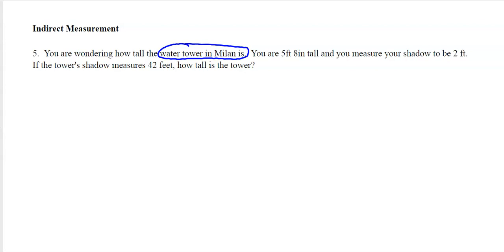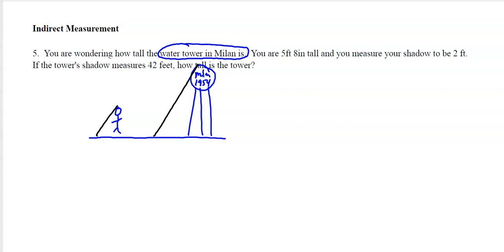It says you're 5 foot 8 inches tall and you measure your shadow to be 2 feet. If the tower's shadow measures 42 feet, how tall is the tower? So we kind of set up a little picture here. Got a person. We got this big water tower. I think right now it says something like Milan 1954 for the state champion basketball team. And if you do the shadows like we did in geometry, you can use similar triangles.